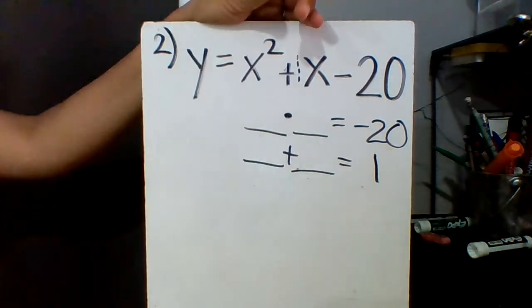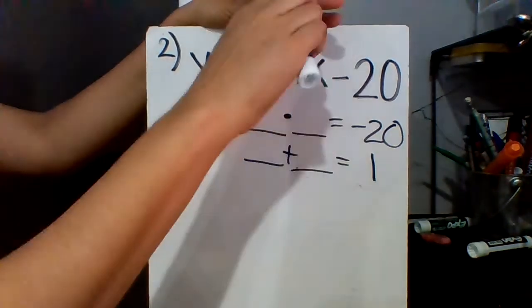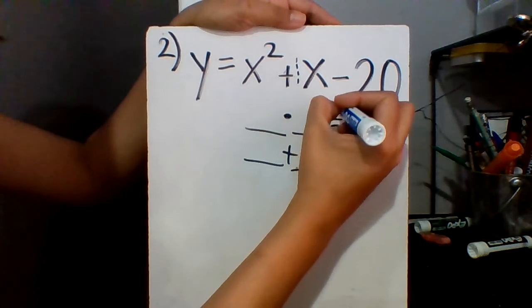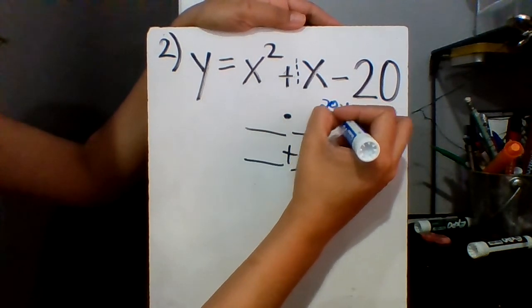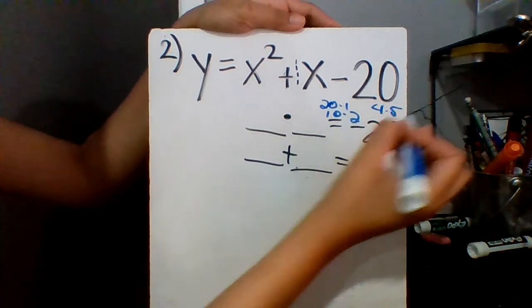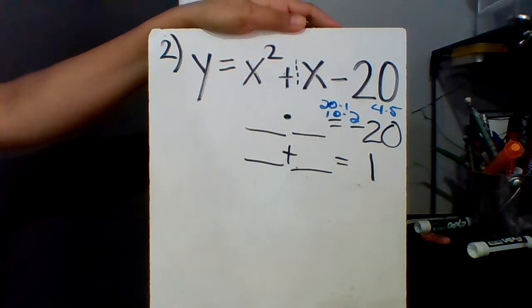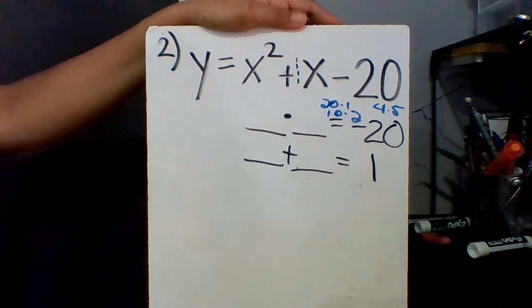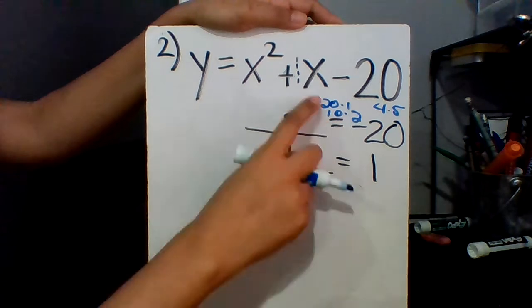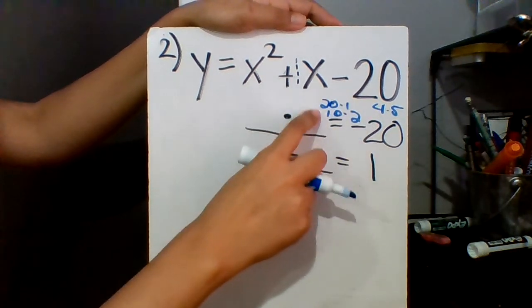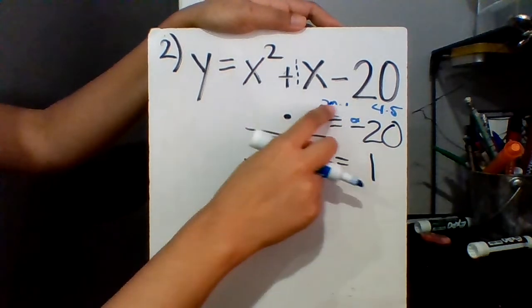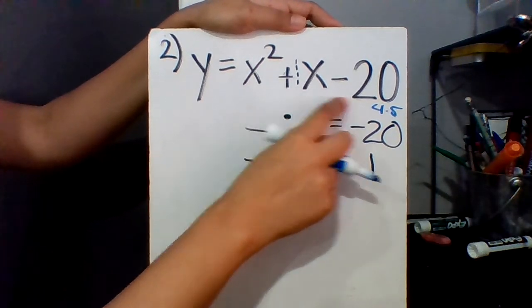So what times what gives you 20? So there's 20 times 1. There's 10 times 2. There's 4 times 5. Which one of those, if you add or subtract them, gives you 1? And so you can see that the only partnership that can give you 1 would be the 4 and the 5, because if you subtract 4 and 5, you get 1. So that's got to be it.